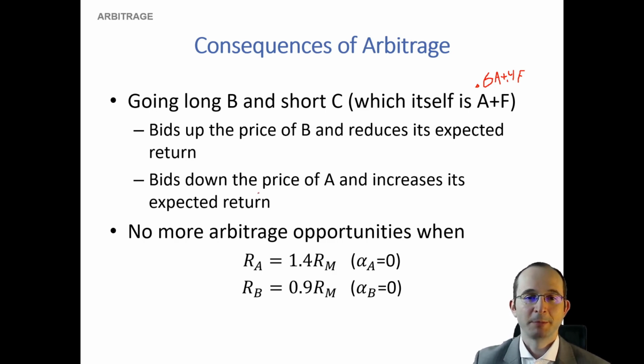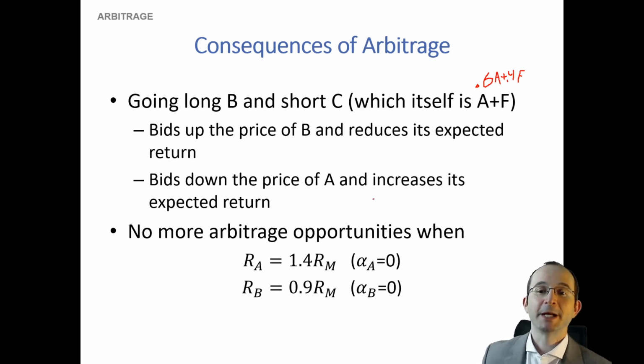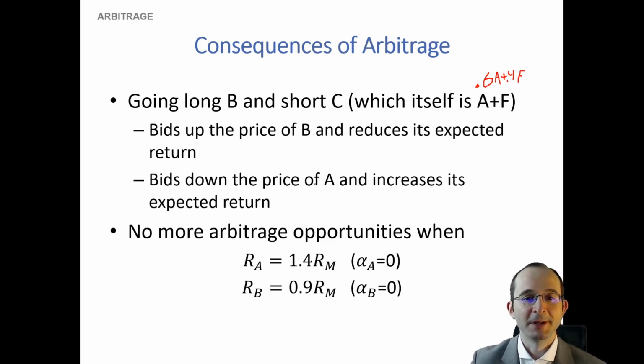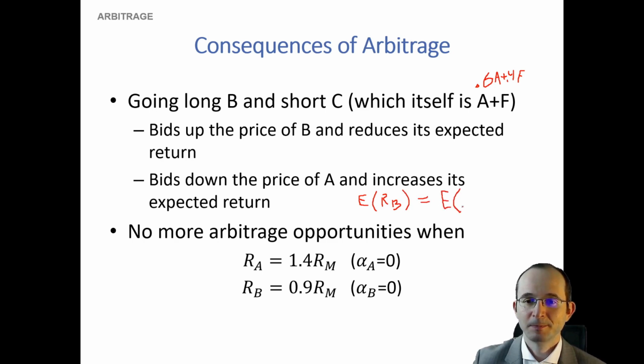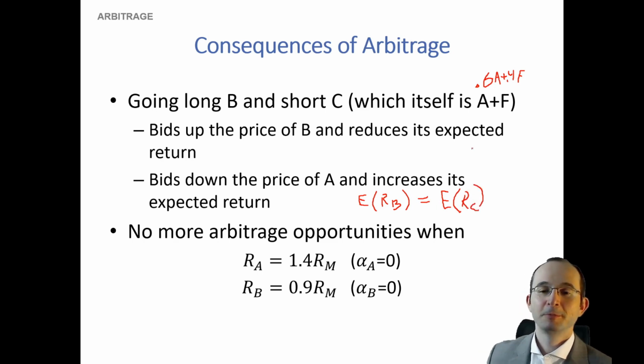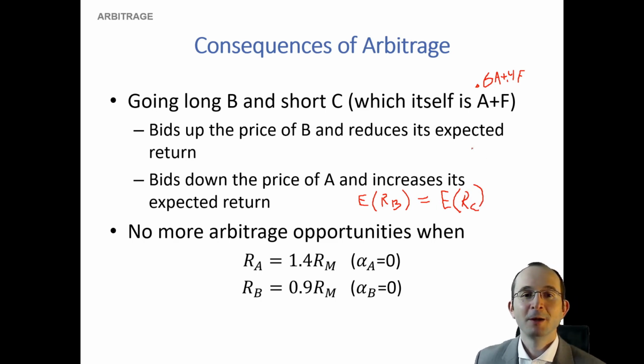And it's going to bid down the price of all of the assets in portfolio A, as well as potentially the risk-free asset, and is going to increase the expected return, and it's going to keep going until the expected return to asset B is going to be equal to the expected return to asset C. At that point, there is no more arbitrage trade because there's no more money to be gained by buying B and selling C if their expected returns are the same.